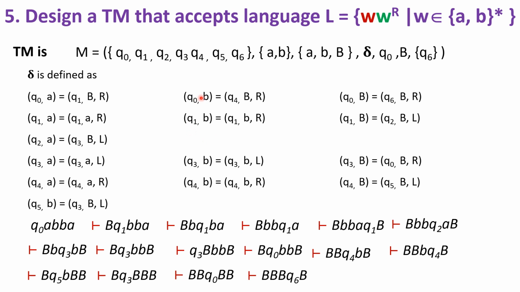Q0 B, no more A's and B's. So state Q0 will go to state Q6 on seeing a blank symbol in the Turing machine. Q6 is the final state. Hence the Turing machine halts for the string AB, BA, accepting this particular string as it belongs to the language. So this is how we go for designing the Turing machines for the given languages. Thank you.